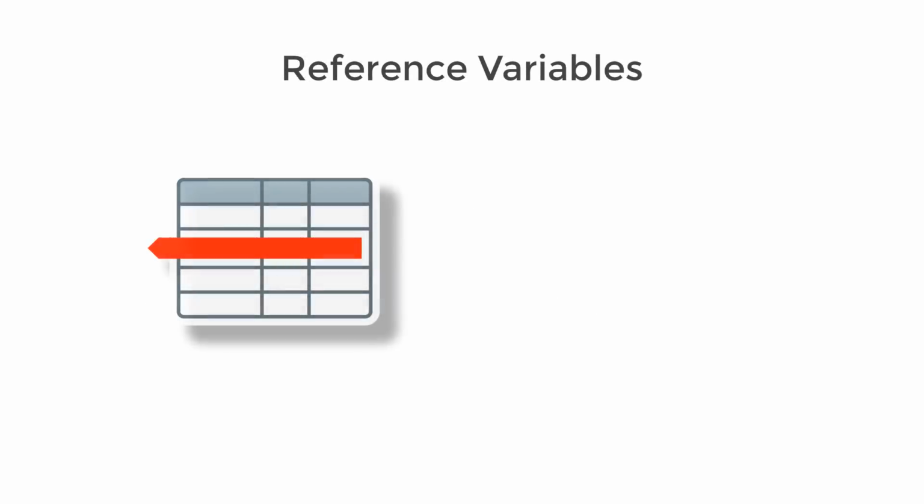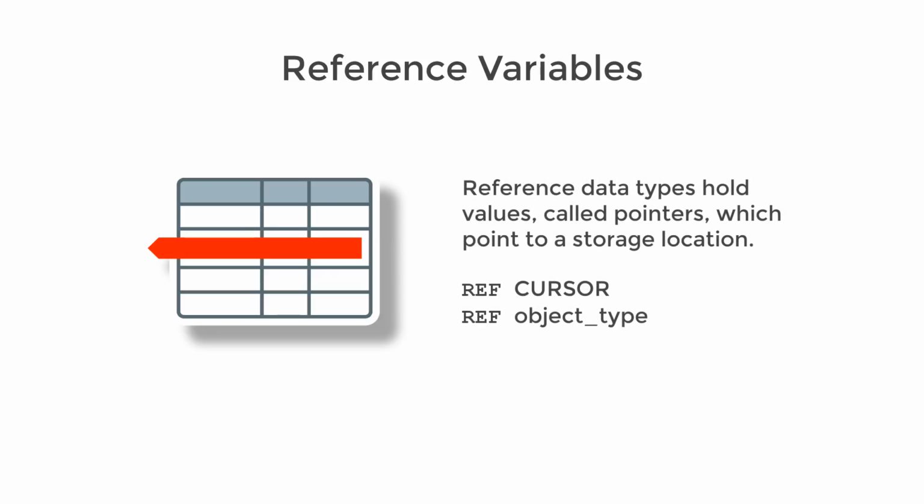The next type of PL/SQL variables are reference variables. Reference data types hold values called pointers which point to a storage location. For more details, refer the link given in the YouTube video description.